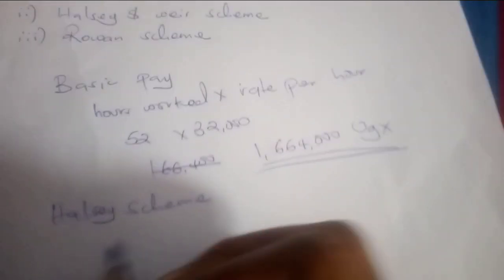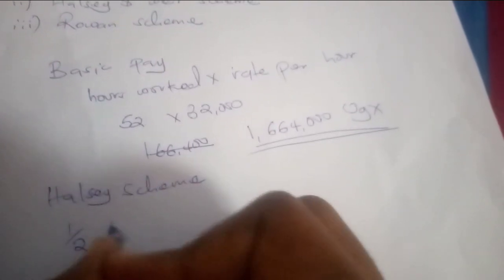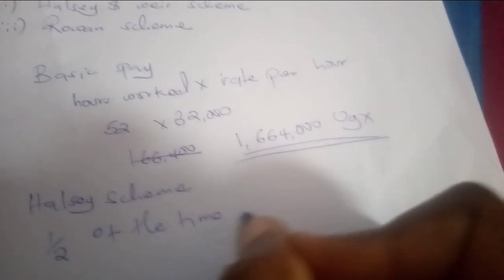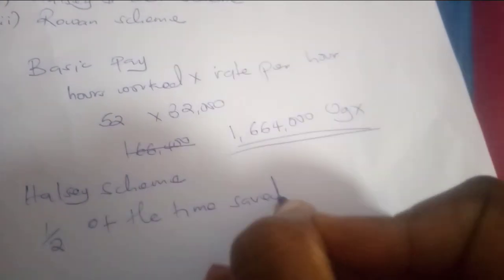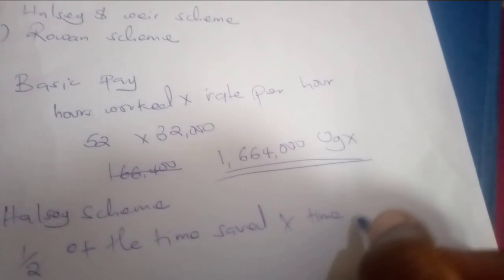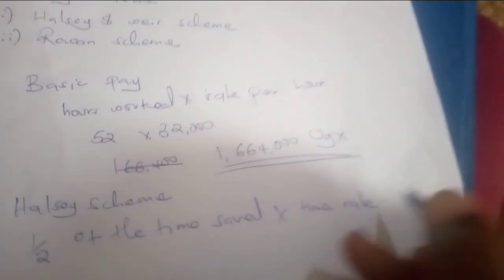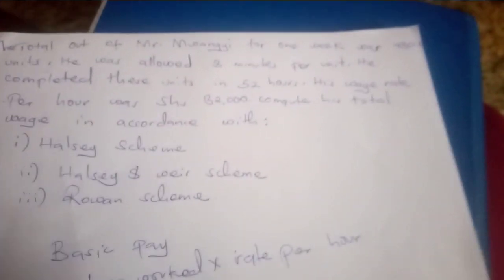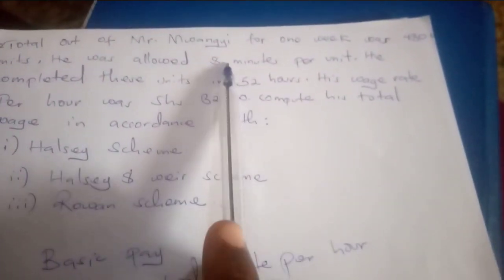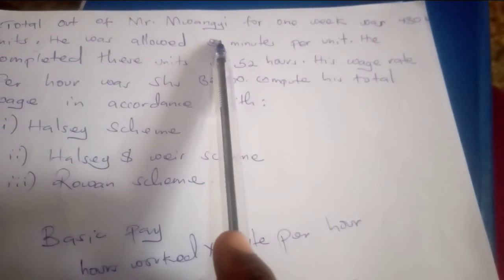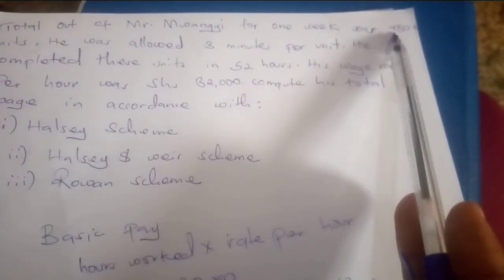So for the Halsey scheme, we said we calculate a half of the time saved times the time rate. So how are we going to get the time that this person saved? They told us that this person was supposed to use 80 minutes per unit and he worked on 408 units.